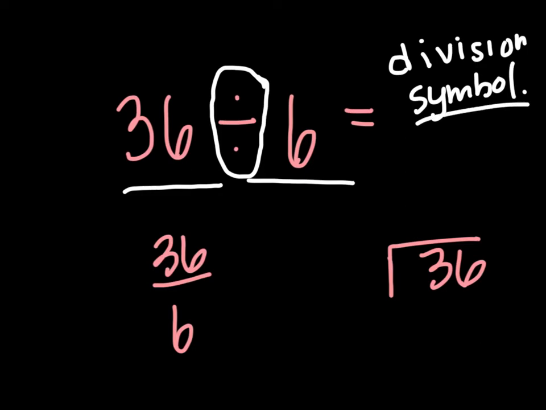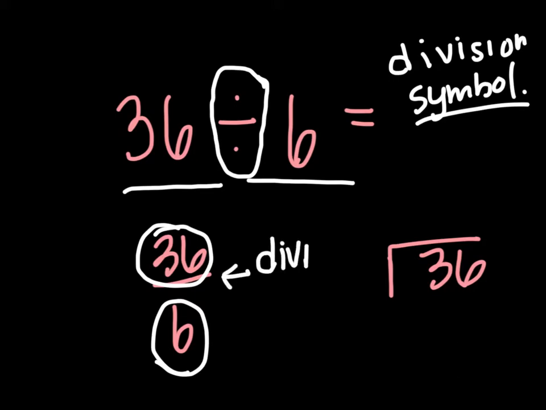The second way, we also have 36 divided by 6, but this time it probably looks like a fraction if you've seen fractions before. Within division, we call this a division bar. So this is our division bar. And finally, our last problem is written with 36 in a box and the 6 on the outside. We call this our division box.